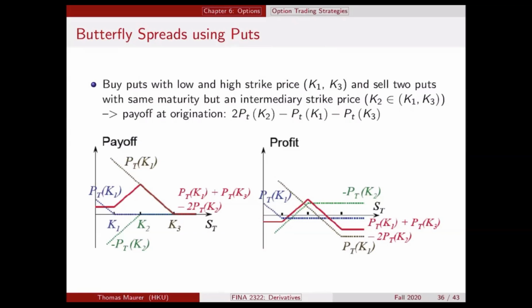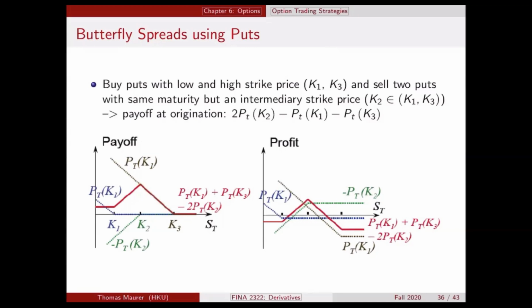Similarly, we can take a butterfly spread position using put options. Here we would buy a put option with a low strike price, buy another put option with a very high strike price, and sell 2 put options with intermediate strike prices. Adding up everything, again, you get this tent-shaped picture over here. The best way to see it is to start with a very high price of the underlying asset where all the put options are out of the money. Well, then the payoff is just 0. Now, if the price of the underlying is below K3 but above K2, then you only exercise that first put option, and so you gain money as the price of the underlying increases.